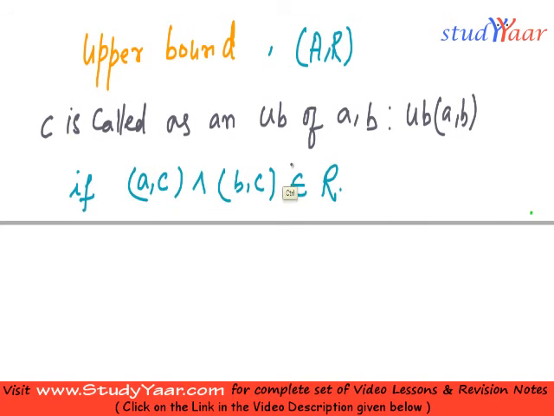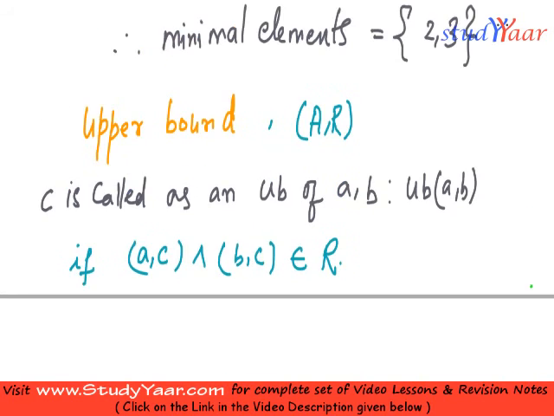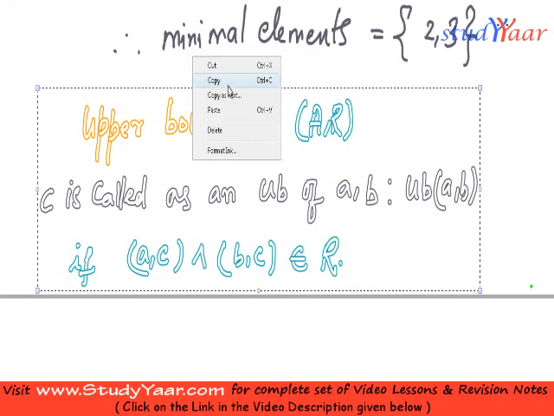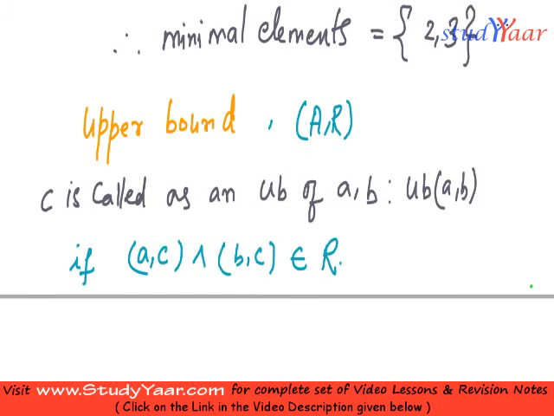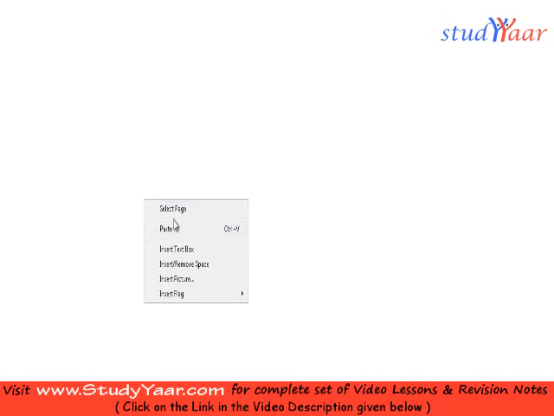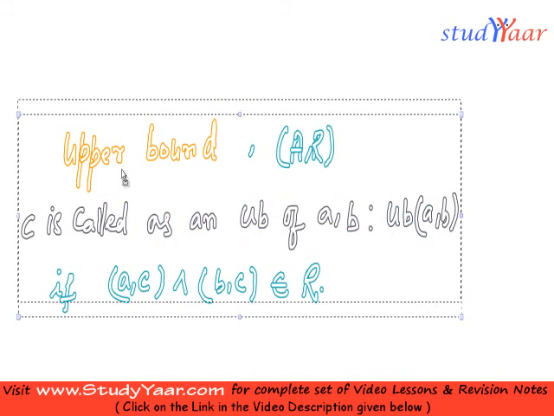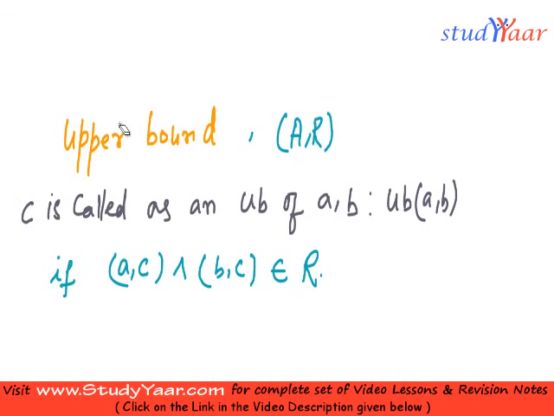Now similar to the concept of upper bound, we have something called a lower bound. I am going to copy this and tell you what changes over here. So let's paste it over here. Now we are talking about lower bound of two elements in a poset. So C is called a lower bound of A and B.